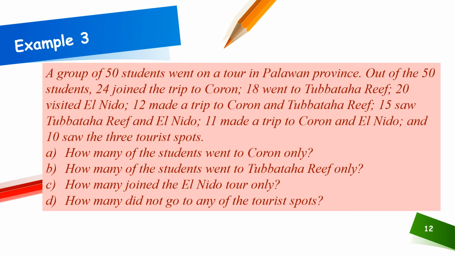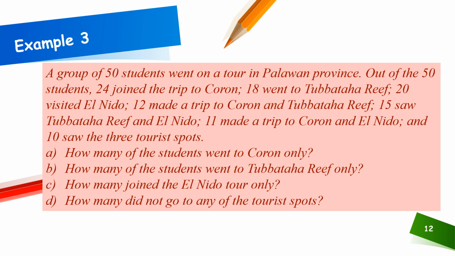Example number 3. A group of 50 students went on a tour in Palawan province. Out of the 50 students, 24 joined the trip to Coron. 18 went to Tubataha Reef. 20 visited El Nido. 12 made a trip to Coron and Tubataha Reef. 15 saw Tubataha Reef and El Nido. 11 made a trip to Coron and El Nido. And 10 saw the 3 tourist spots.